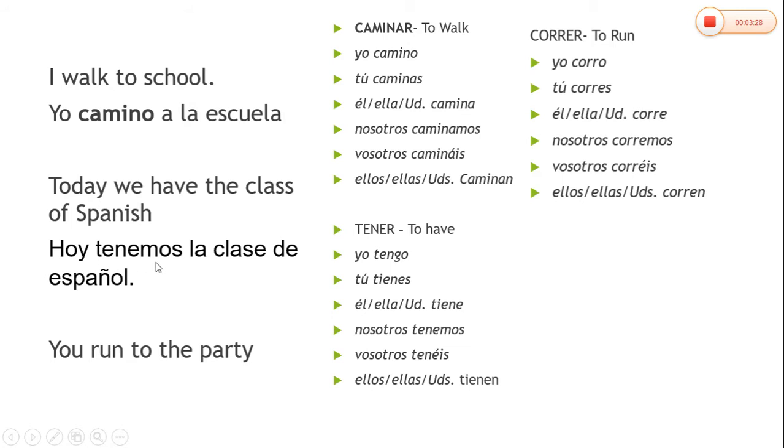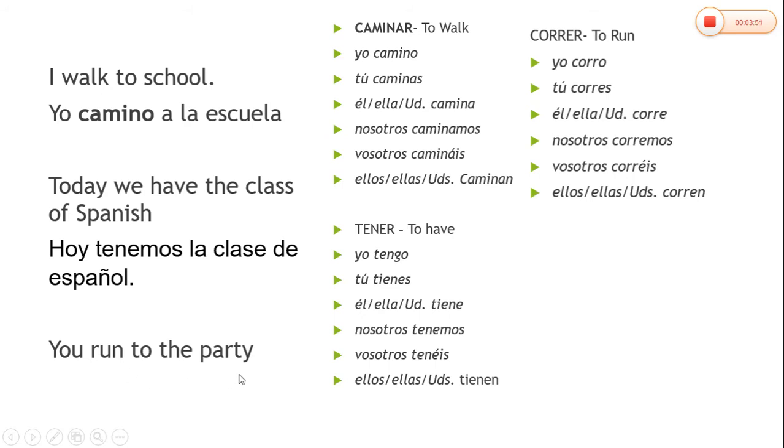Hoy tenemos means today we have la clase de español, the class of Spanish. Hoy tenemos la clase de español. I'm sorry, it is clase, not class. Hoy tenemos la clase de español.